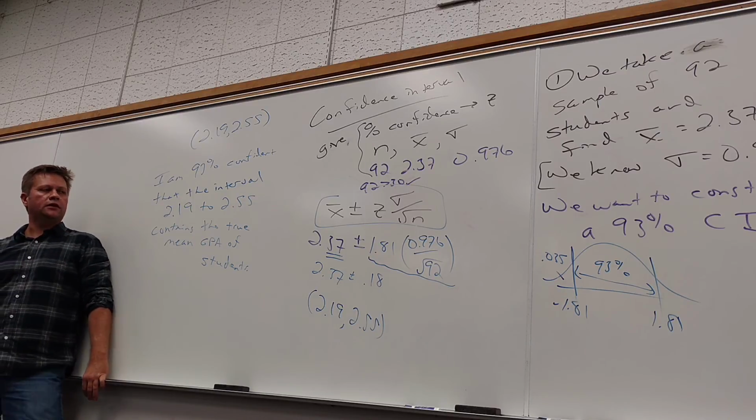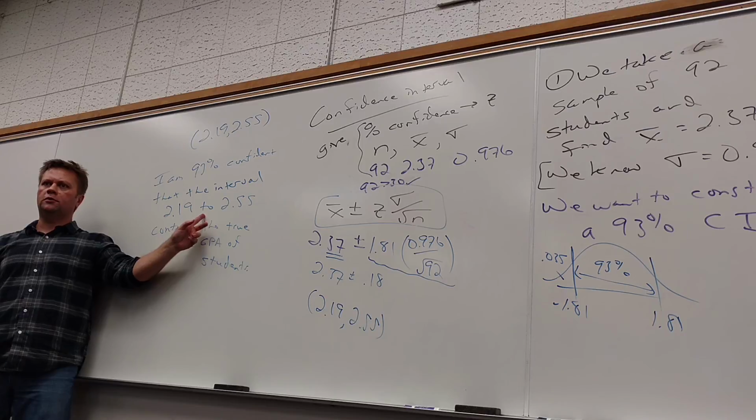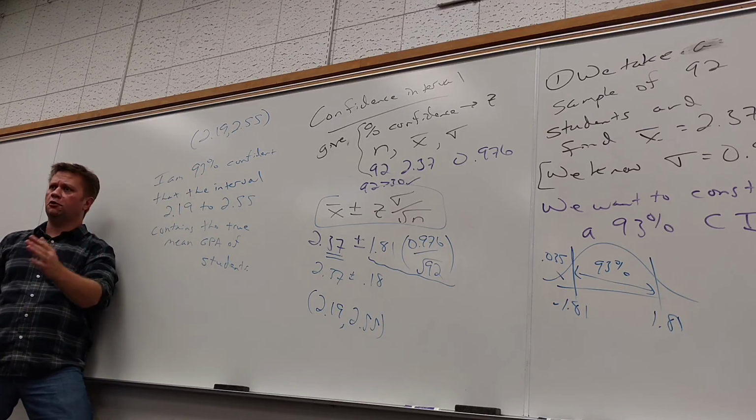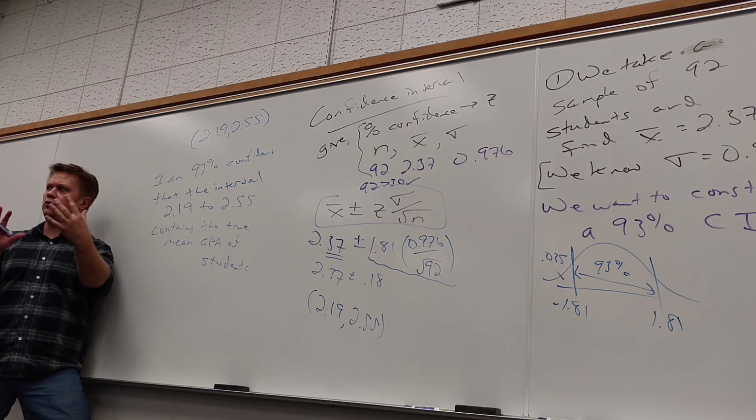So what's the probability that this doesn't contain the true mean? 7%. I like it. So you got a 7% chance of being wrong, which is better than normal for me. So I'm pretty happy about that.